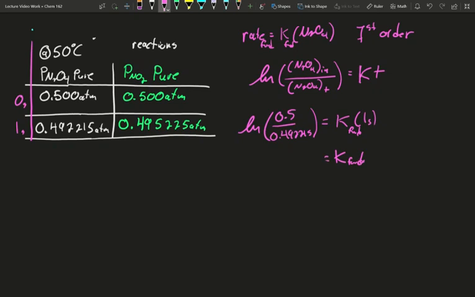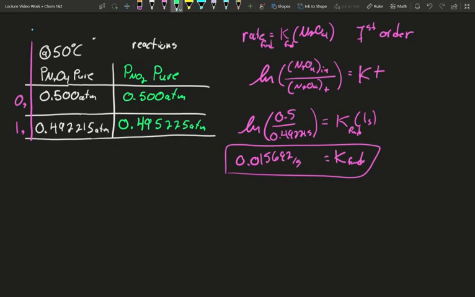Integrated rate law is probably our easiest means to do this, since we know by the assumption that this is an elementary reaction that this is a first order reaction in the forward direction. So the natural log of 0.5 divided by 0.492215, divided by 1 second, is going to give us a K forward of 0.015692 per second.